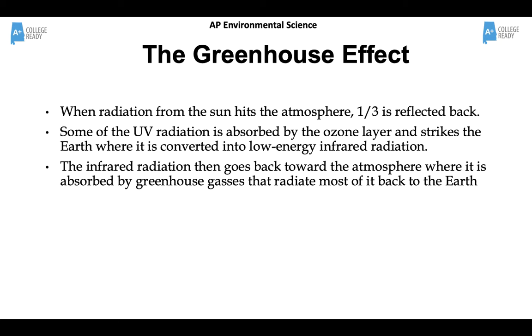But when radiation from the sun hits the atmosphere, about one-third is reflected back. Some of that UV radiation is going to be absorbed by the ozone layer, and some strikes the Earth where it is converted into low-energy infrared radiation. So this heat then goes back towards the atmosphere where it is absorbed by greenhouse gases that radiate it mostly back towards the Earth, to the troposphere and the surface.